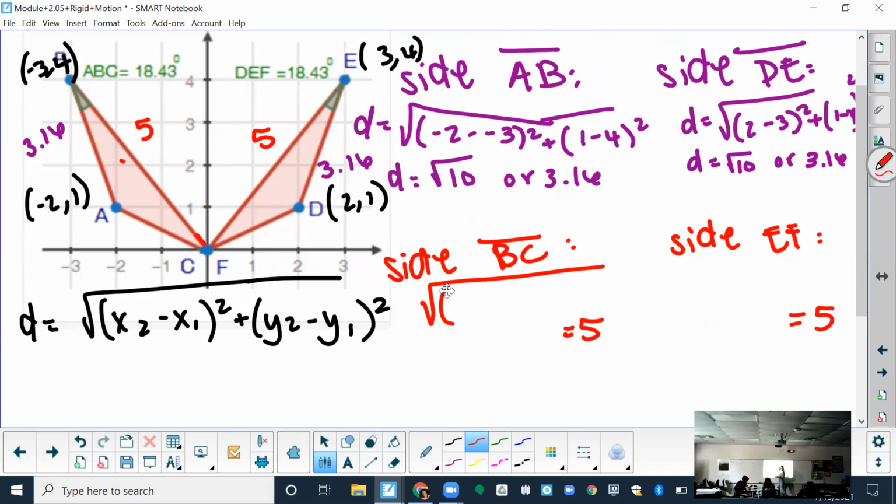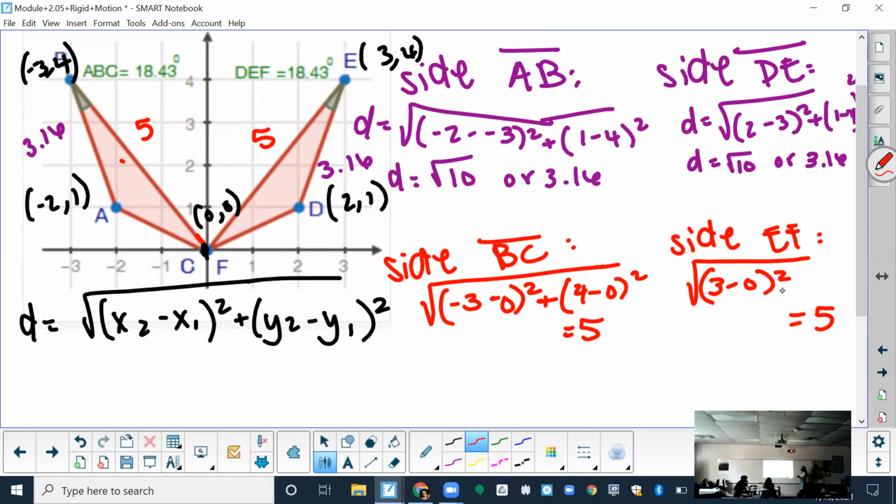For BC, it's going to be x minus x. So over here, this point is 0, 0. So it's going to be -3 minus 0 squared plus y minus y, so plus 4 minus 0 squared. Enter that in the calculator, and that's how you get 5. For side EF, it's really similar. It's x minus x, so 3 minus 0 squared plus y minus y, so 4 minus 0 squared.